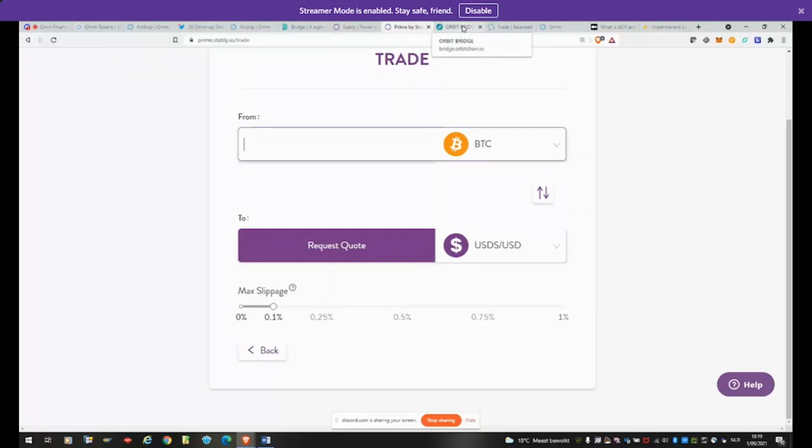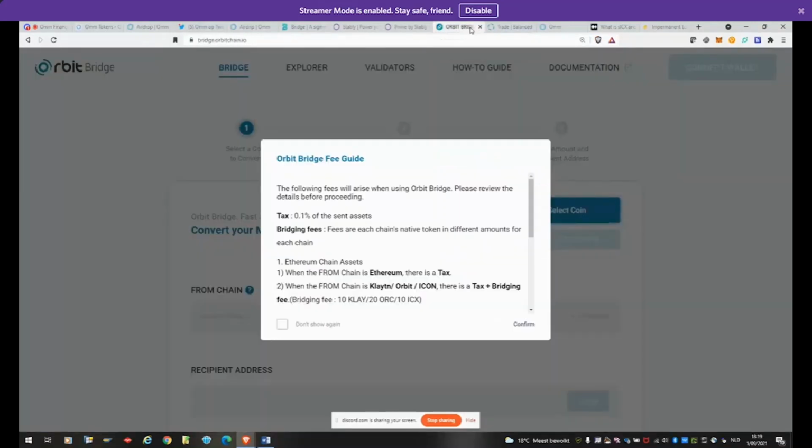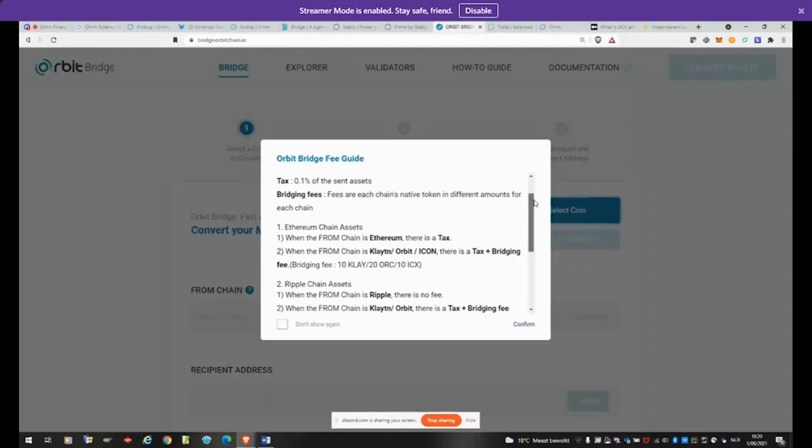And like I said, USDC converted to IUSDC, you can go through Orbit Bridge. The first thing that you see when you open the website is some information regarding taxes and bridging fees. So it's quite useful to first read this, so you know what to expect. Let's keep it focused on the USDC option. It's an Ethereum chain asset. The from asset is Ethereum, so there is a tax to be paid, and the tax is 0.1% in the native chain fee.